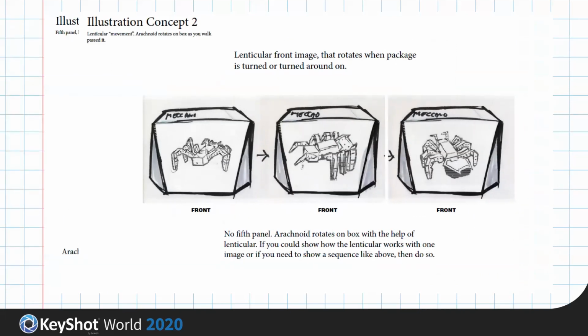Option 2 was this lenticular idea. If you guys know what a lenticular is, it's like one of those movie images. Not like Harry Potter, but sort of like those bookmarks you got when you were a kid. So you would walk around this package, and as you're walking, the mecha spider would sort of rotate and move. At the time, we were studying a lot of new technologies in lenticulars, so we wanted to see if we could capture some of that tech in our packaging.